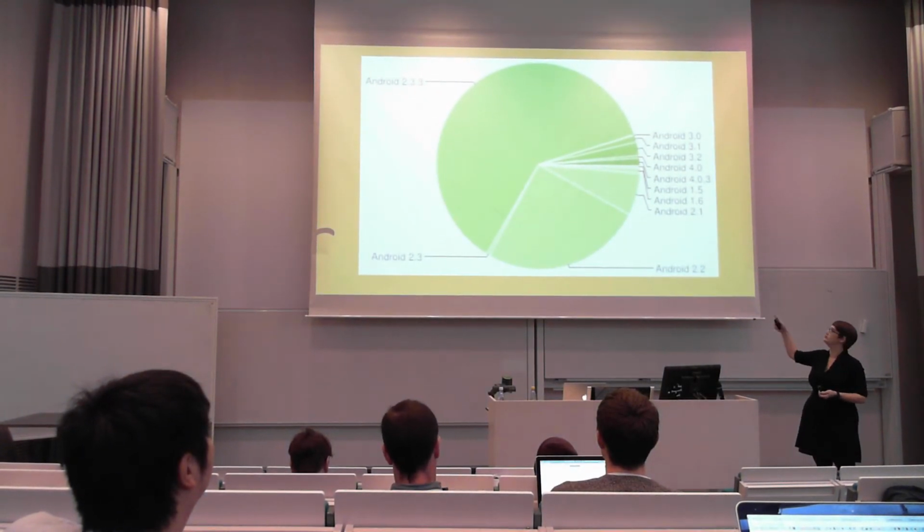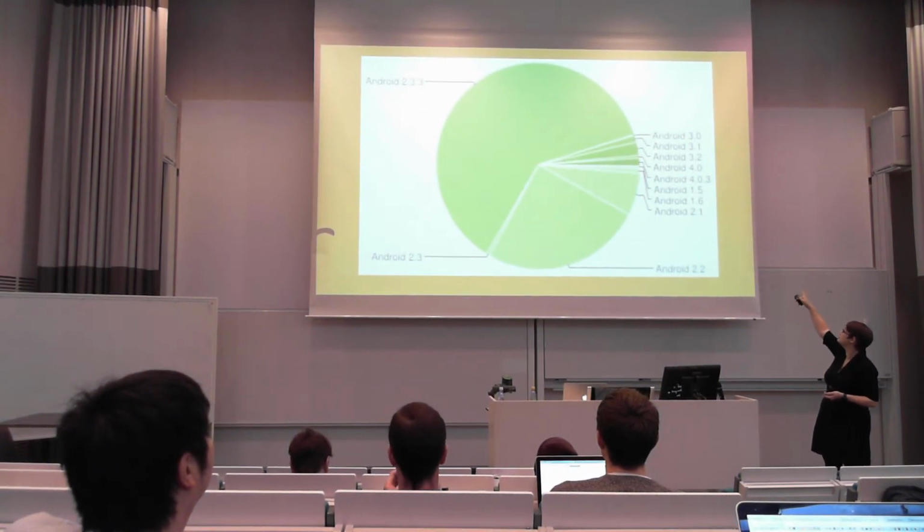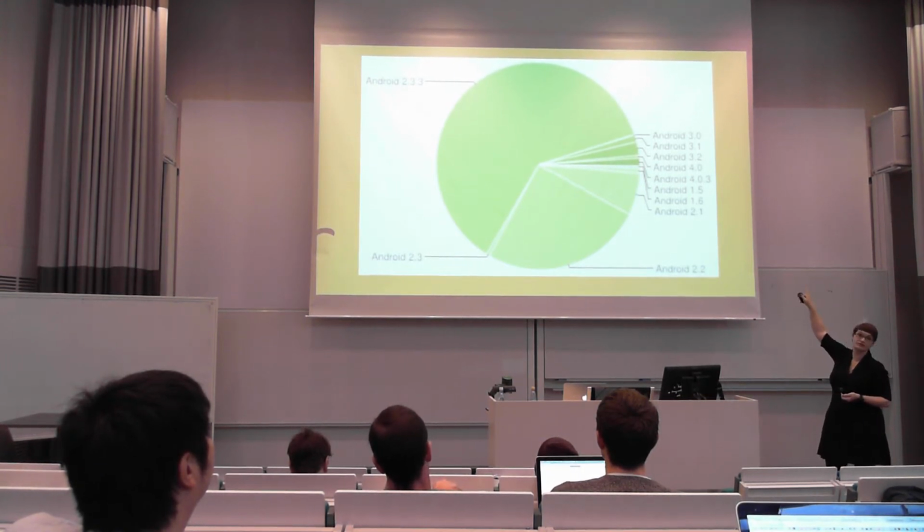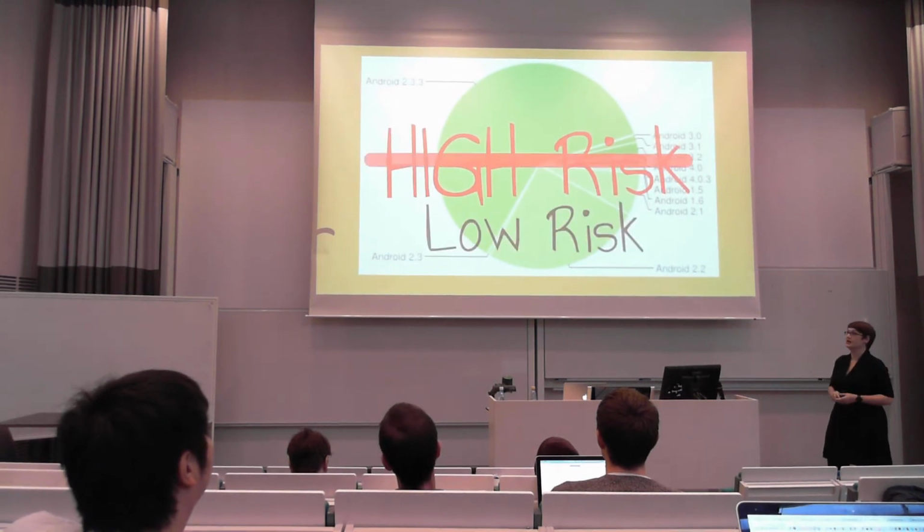I'm not sure exactly when I put this one in, but if you notice, it's mostly 1.5 up through 2, 3, 3, and then there's a little bit of 3 and 4 there, just a little bit. So this used to be high risk. It's not anymore.